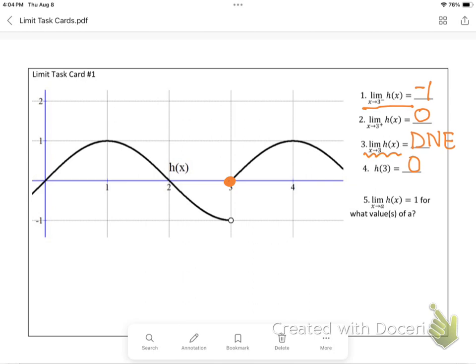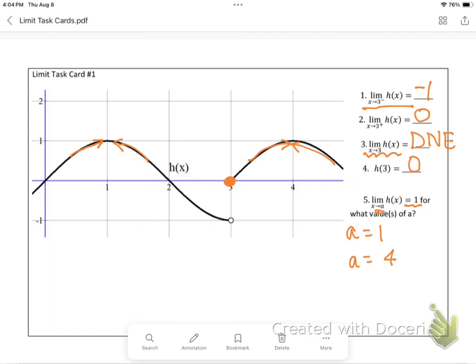Question 5 says, the limit as x approaches a of h of x equals 1 for what values of a? So a is an input. So we're looking for x values, where if a was that x value, we would have the output of 1, or a limit approaching 1. So you can see right here, if x was equal to 1, our limit as x approaches 1 would be equal to 1. So one of our a values is 1. Also over here on the graph at 4, as x approaches 4, we also have a limit equal to 1.